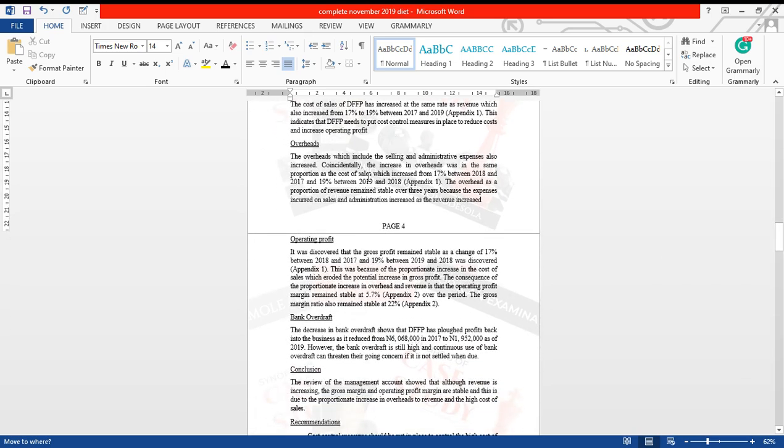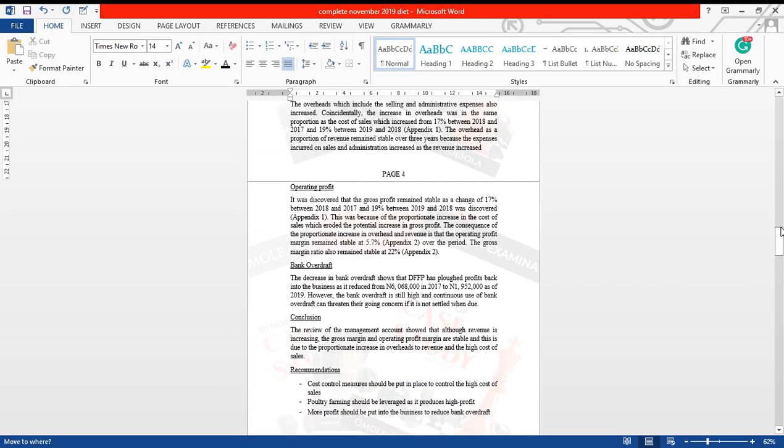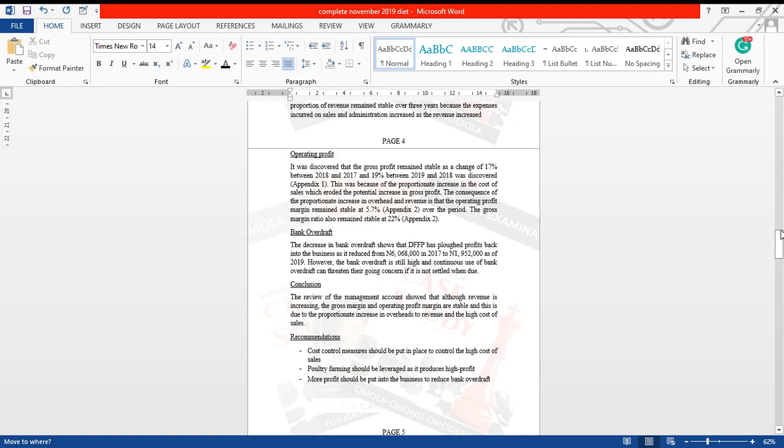Now, talking about the overheads, they were also increasing 17, 19%. Everything remains stable, right? So they also have to look into this as well. Same as your operating profit, which just increased a bit. Do you understand? I would say that the consequence of the proportionate increase in overhead and revenue is that operating profit margin remains stable at 5.7%. So it was just stable like that. You can look at this now.